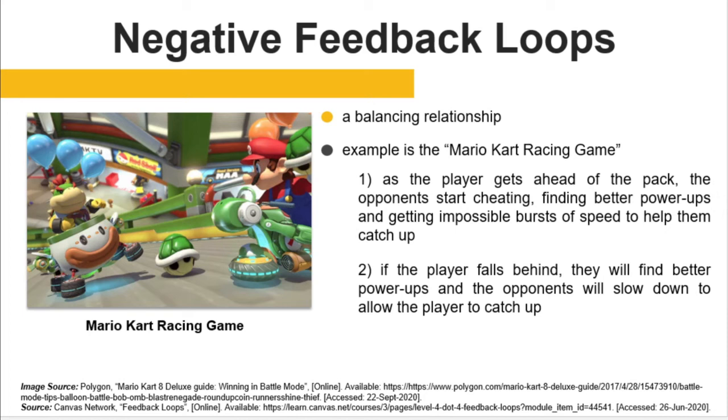This particular feedback loop is sometimes referred to as rubber banding, because the cars behave as if they are connected by rubber bands, pulling the leaders and losers back to the center of the pack. If the player falls behind, they will find better power-ups and the opponents will slow down to allow the player to catch up.